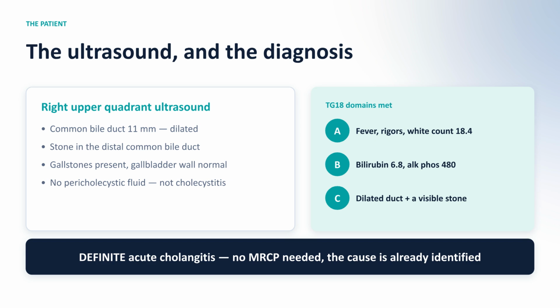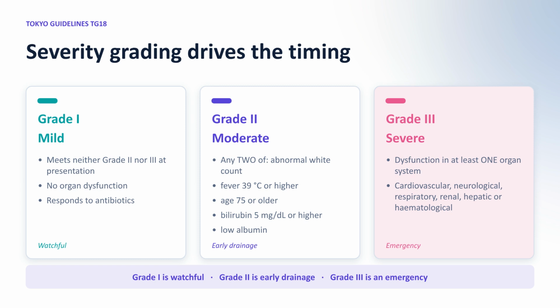He does not need magnetic resonance imaging. The cause is identified and the treatment is endoscopic. The only remaining question is how fast. And to answer that, we have to grade how sick he is. The Tokyo guidelines grade severity in 3 tiers, and the grade drives the timing of drainage.